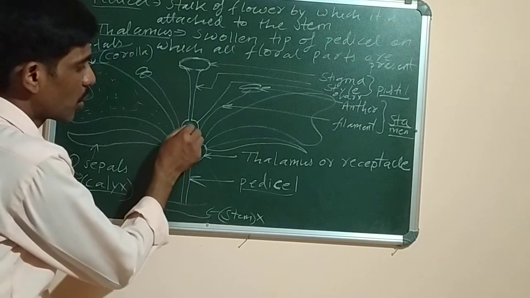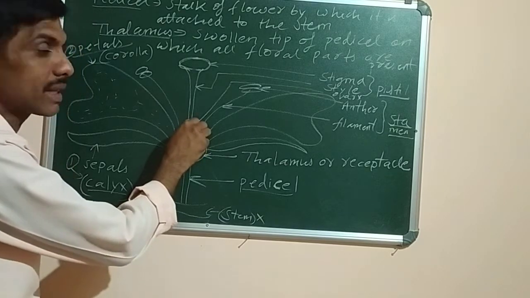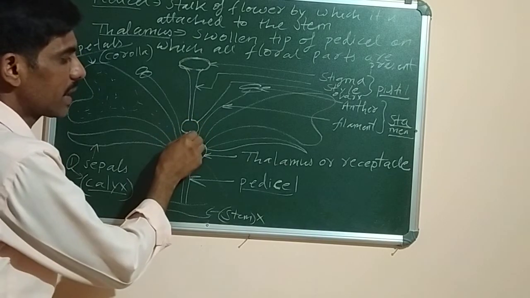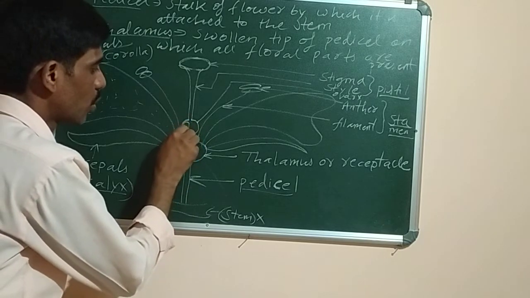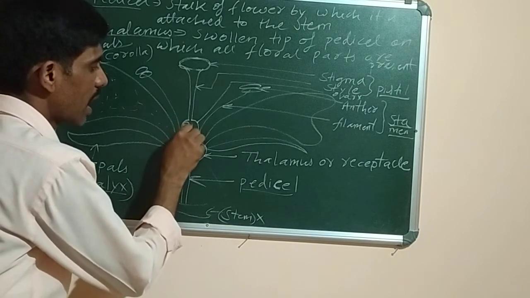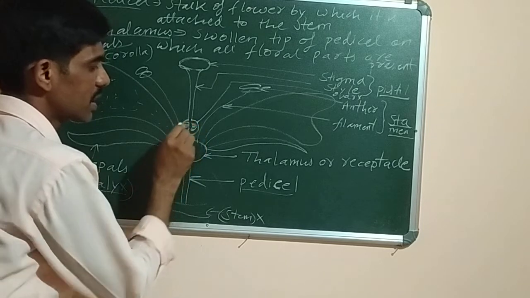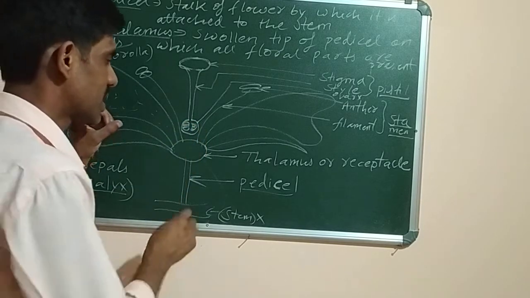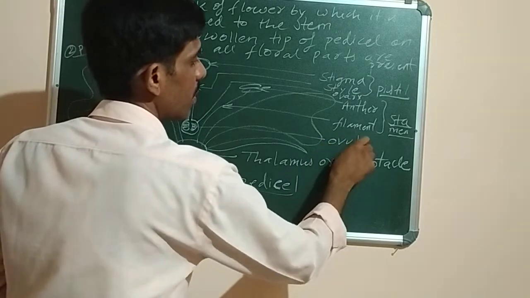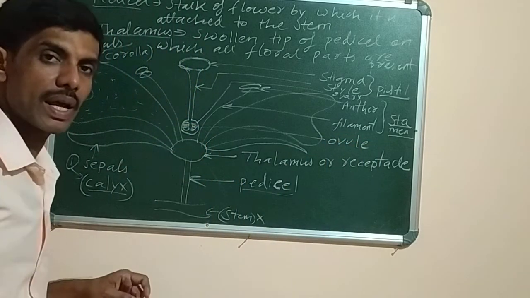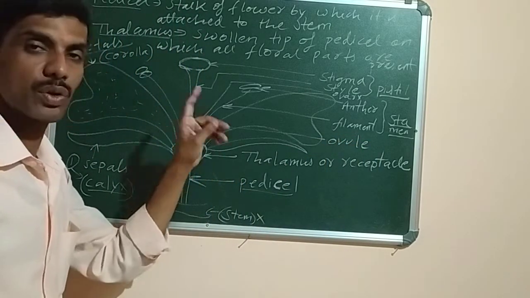Now inside the ovary, after fertilization, this part of the flower, that is the ovary, changes into fruit, and inside the ovary we have the ovule. These ovules are the ones which change into seeds. After fertilization, the ovule is marked here, you can mark ovule also. The ovule develops into seed after fertilization, and the ovary changes into fruit.